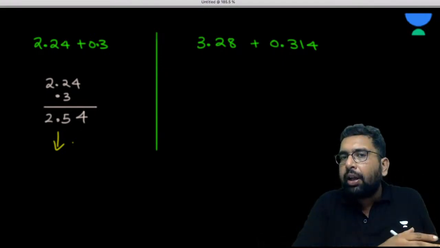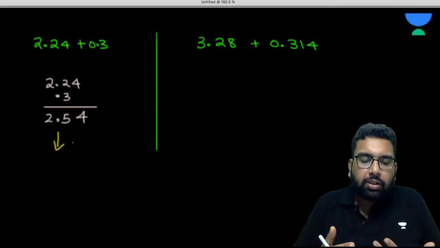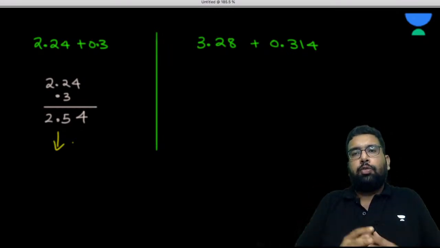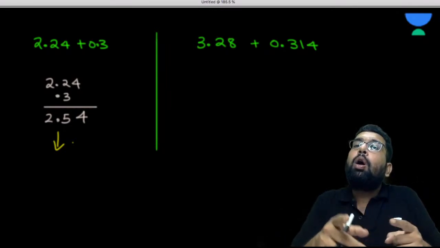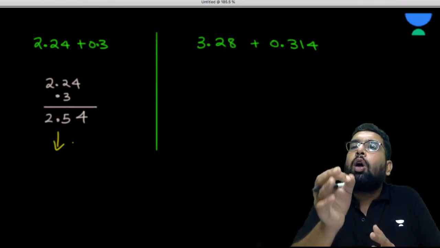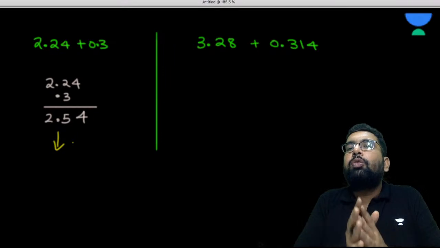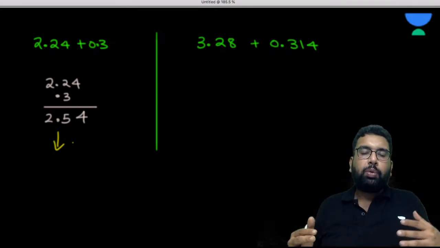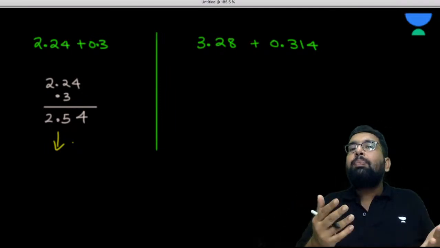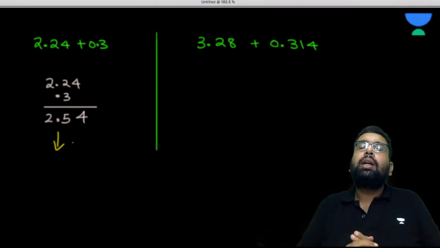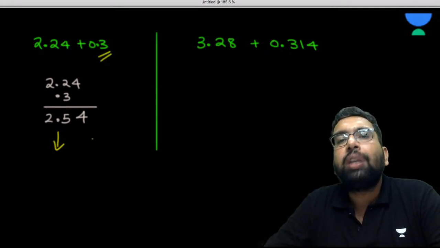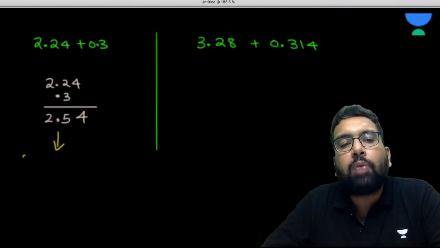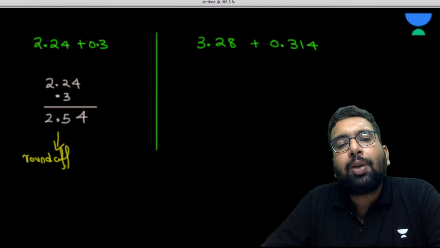Because we have just learned that in addition or subtraction, we need to reduce the final answer to the number of decimal digits of the value with the least decimal places. This is the value with the least decimal place. It has only one decimal place, so you want to round off to one decimal place.